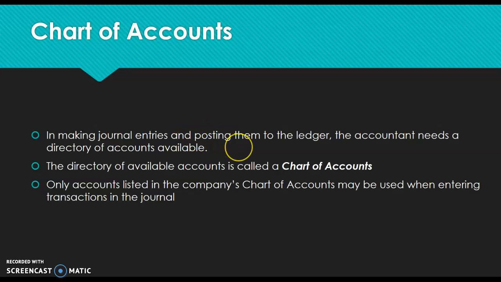And a chart of accounts is mainly exactly what it says. It's a listing of all the available accounts in the company. So only the accounts listed in the company's chart of accounts may be used when entering transactions in the journal. You can't just make up an account. Once you have a chart of accounts prepared, you can't just pull a name of an account out of thin air and use it, because you have to have a record of it.